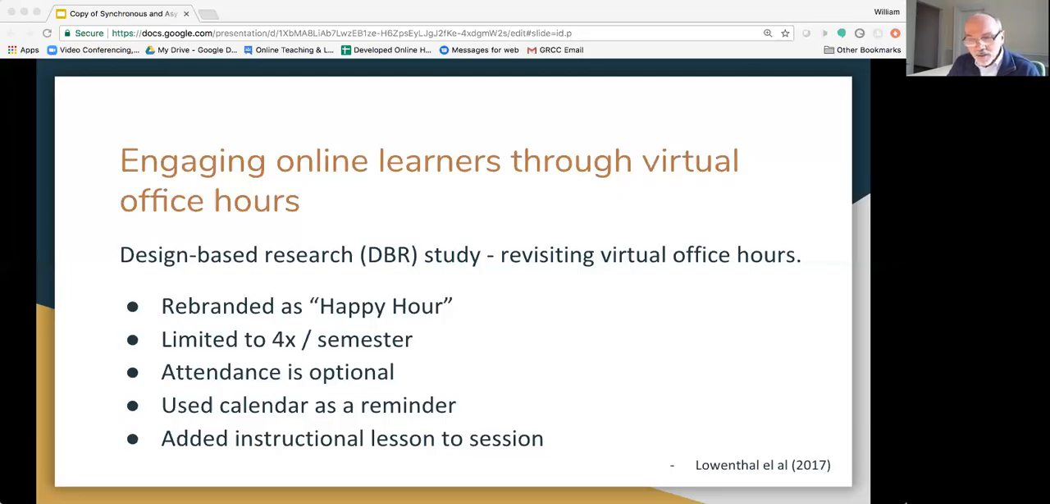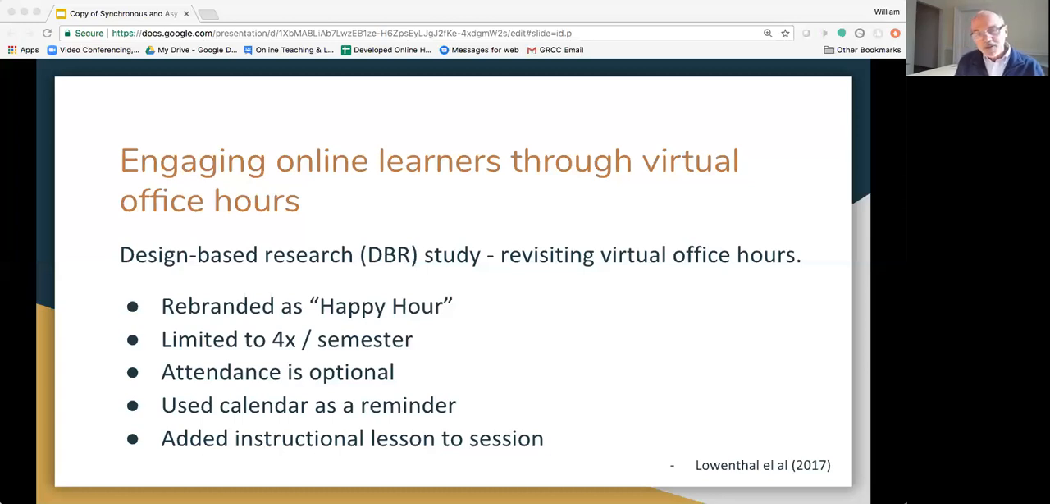They also said that attendance is optional, and they used the calendar as a reminder. So there were notifications that went out in their announcements in their learning management system. They also made sure it was on a calendar and reminded students, this is coming up. They didn't hold it every week. They held it every few weeks across the semester, so that it became kind of an event rather than something coming up every week.